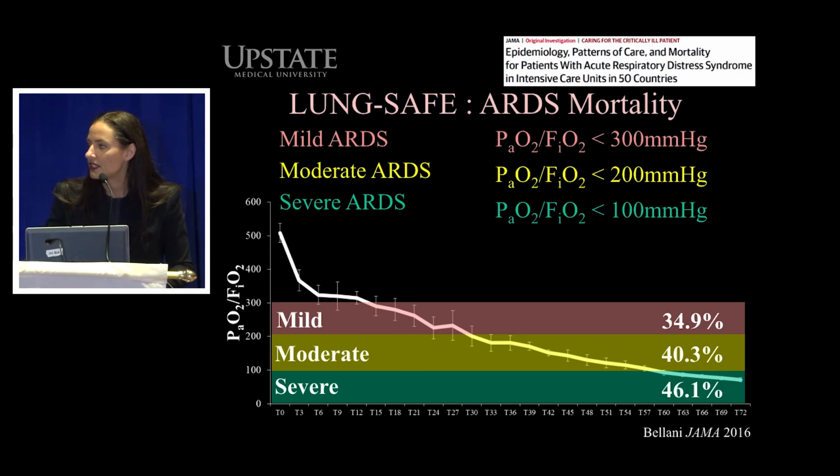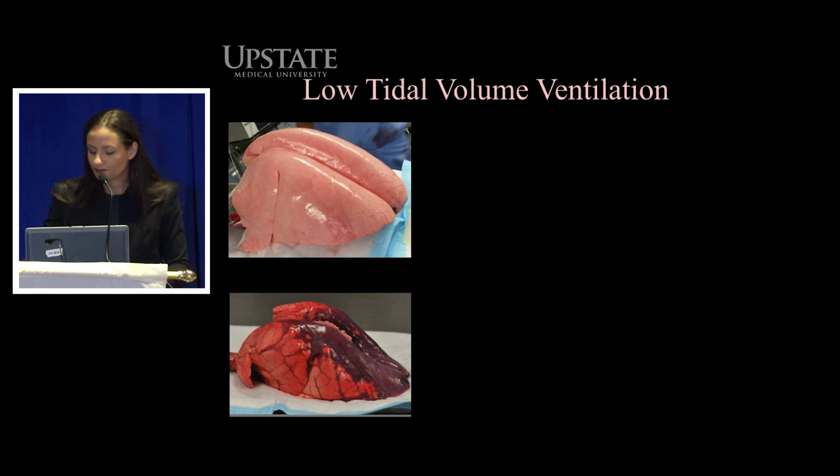And we find that still, even mild ARDS, 35%, moderate, 40%, severe, 46%, we still have work to do. So when it comes to low tidal volume ventilation, ultimately the lungs that you're ventilating are very much going to depend on how they're responding to the low tidal volumes.